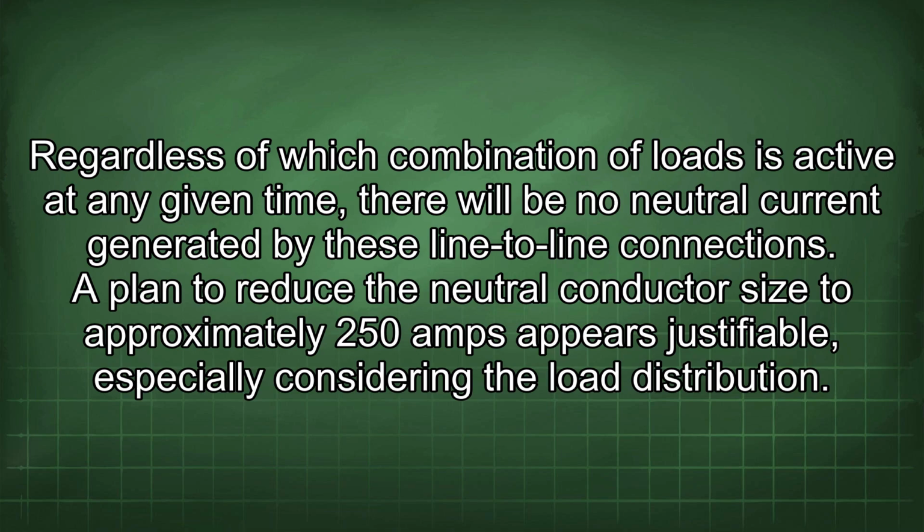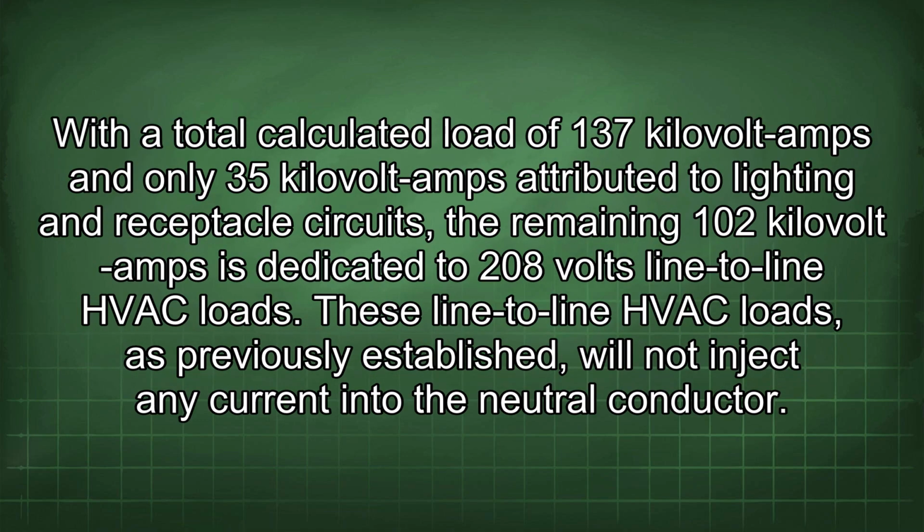these line-to-line connections. The plan to reduce the neutral conductor size to approximately 250 amps appears justifiable, especially considering the load distribution. With a total calculated load of 137 kVA and only 35 kVA attributed to lighting and receptacle circuits, the remaining 102 kVA is dedicated to 208 volts line-to-line HVAC loads. These line-to-line HVAC loads, as previously established, will not inject any current into the neutral conductor.